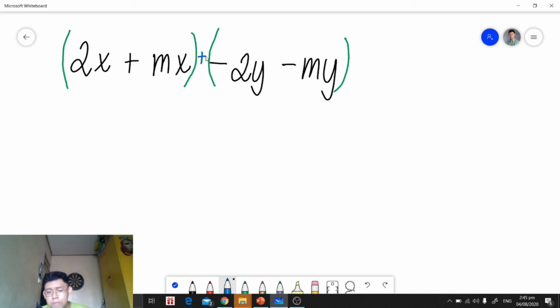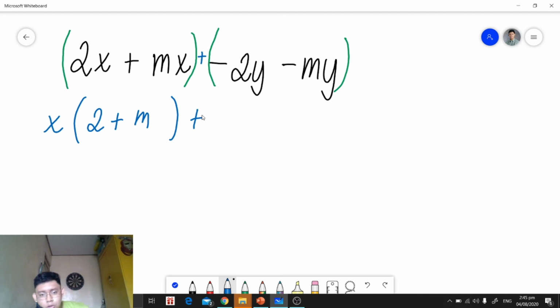We need to factor each group. For the first group, we have a greatest common factor of x, and we need to factor it out and divide the terms by the greatest common factor. So the remaining terms will be 2 plus m. We need to copy the addition symbol.